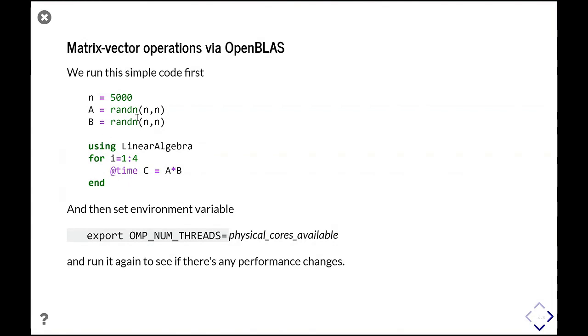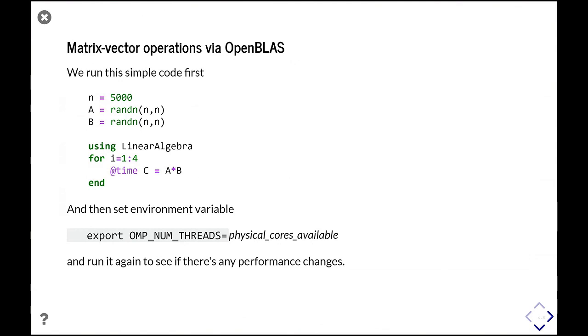We define the M by M matrix A, and the M by M matrix B. And if we want to time matrix A times matrix B to get the matrix C, we time this operation by setting the environment variable OMP_NUM_THREADS, and then see if the runtime, the execution time, will change, because OpenBLAS uses OpenMP underneath, so you can change the behavior. You can make use of multi-core speedup by setting the number of threads.